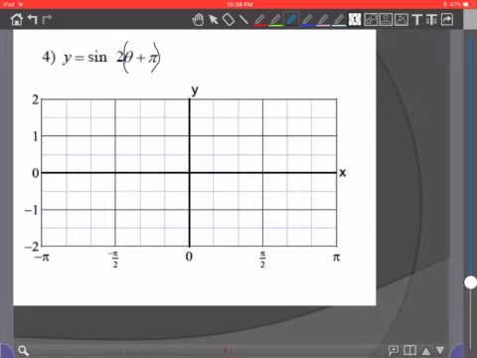Okay. So here we have a C value. We have a C value of pi. Okay. So it's a positive pi, which is going to tell me to shift to the left. Pi.